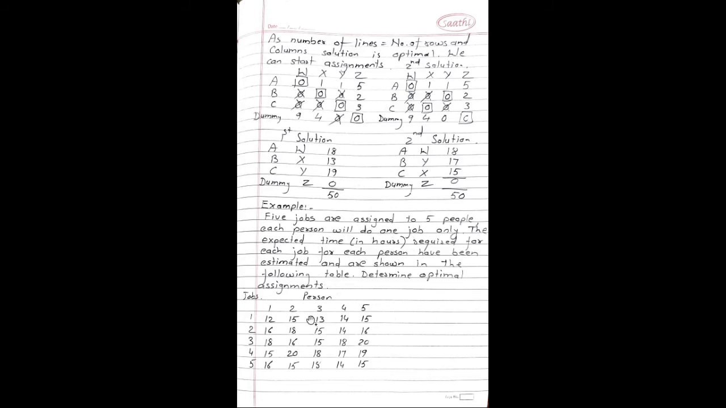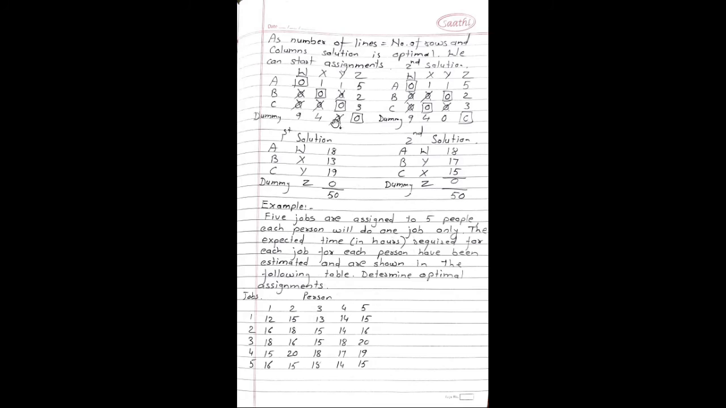Third row has got 18, 16, 15, 18, 20. So minimum element is 15. 15 is to be subtracted from every element. So 3, 1, 0, 3, 4.